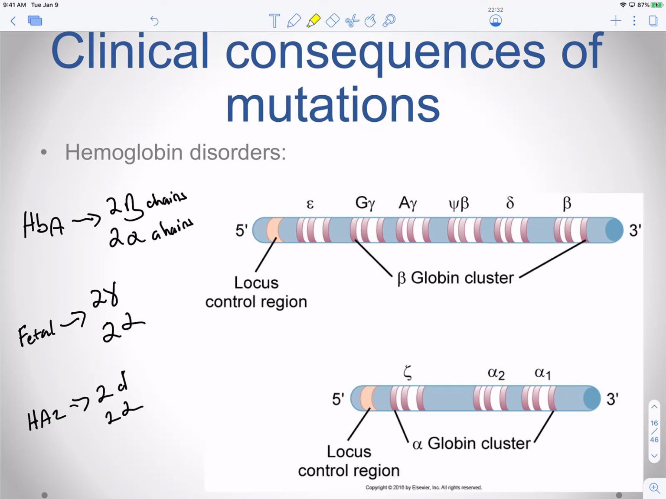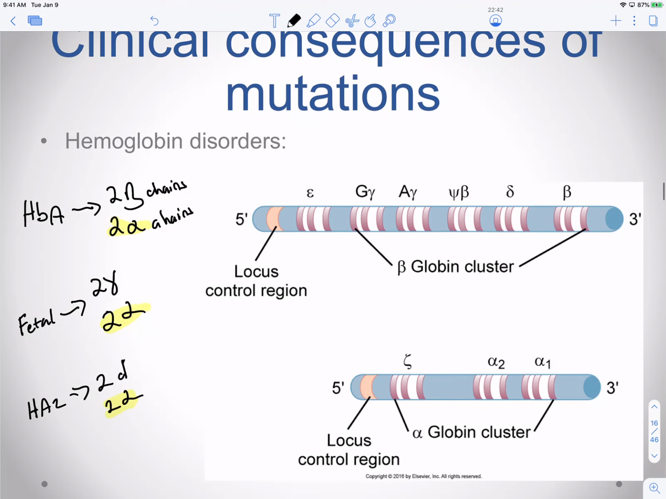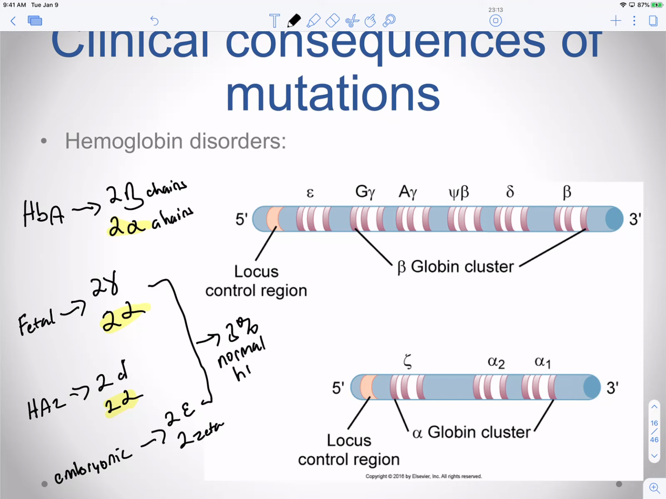And so there is a common theme here. You have your 2 alpha, 2 alpha, 2 alpha. So that should tell you straight up that alpha is very important. Now, one area where you don't have alpha is embryonic hemoglobin. Embryonic hemoglobin is where you have 2 epsilons and 2 zeta. I'm not going to try to draw the zeta. So for fetal hemoglobin, A2 and embryonic, these 3 together are going to make up about 3% of normal hemoglobin. And then, of course, hemoglobin A is going to make up 97 to 98% of all your hemoglobin.